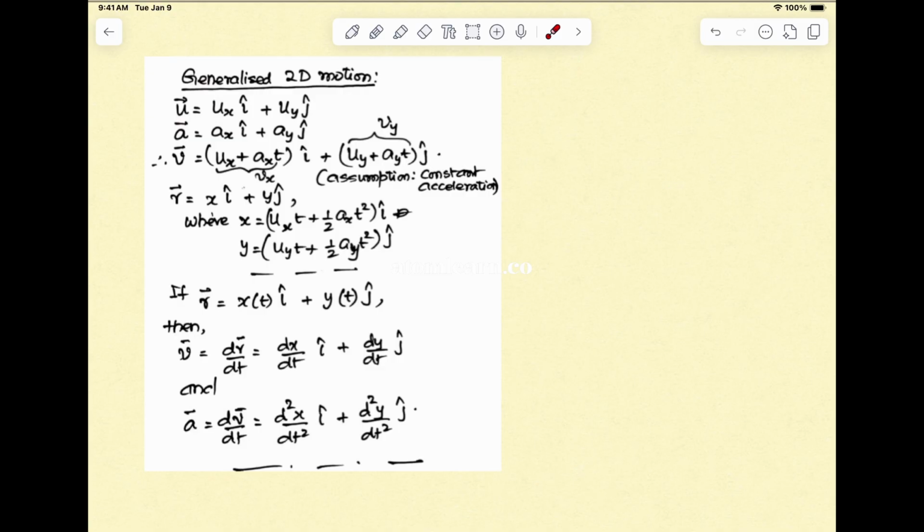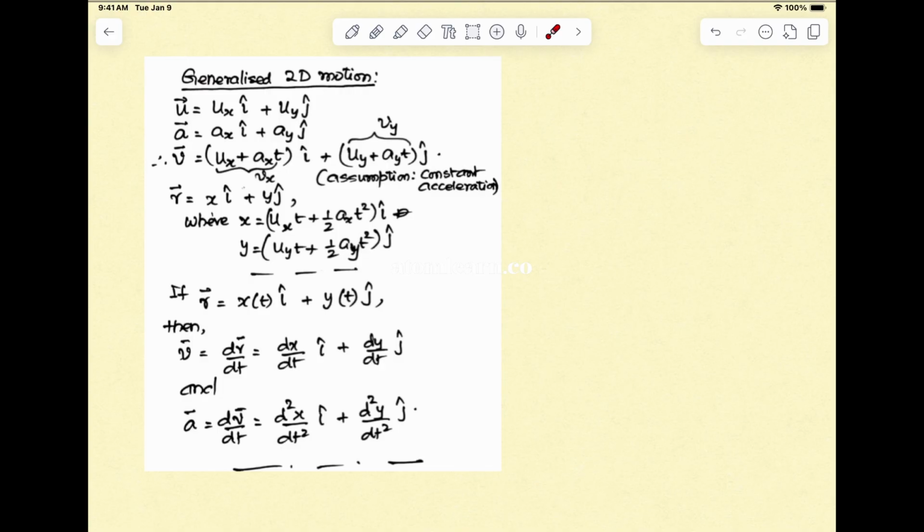Then v at any point of time t is given by v equal to (ux plus ax t) i cap plus (uy plus ay t) j cap. Assuming now, the assumption is that it is a constant acceleration. If it is varying acceleration, then we have to do the integration. That can wait. Assuming it is constant acceleration, which many problems can also have, we can use this particular formula, which is v equal to u plus at, in terms of vectors.